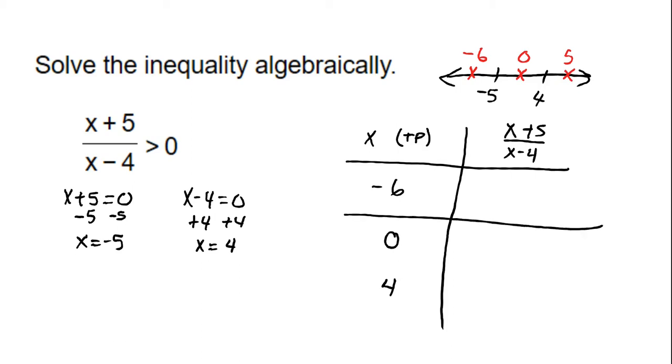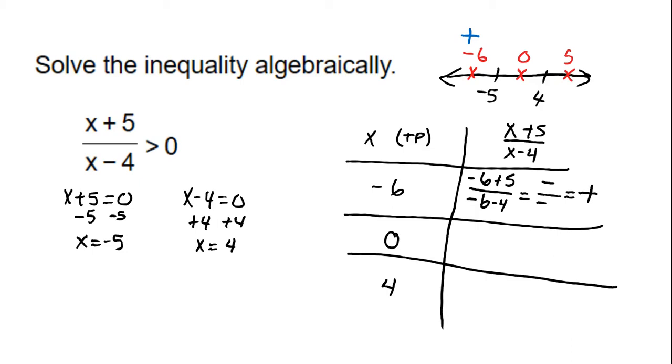So for the first test point, if we substitute it, we would get -6 plus 5 over -6 minus 4. -6 plus 5 is a negative, -6 minus 4 is a negative, and negative divided by a negative is a positive. So that first interval is a positive. Using the next test point, I'll substitute to get 0 plus 5 over 0 minus 4. 0 plus 5 is a positive, 0 minus 4 is a negative, a positive divided by a negative is a negative. So in this next interval, the rational expression comes out negative.